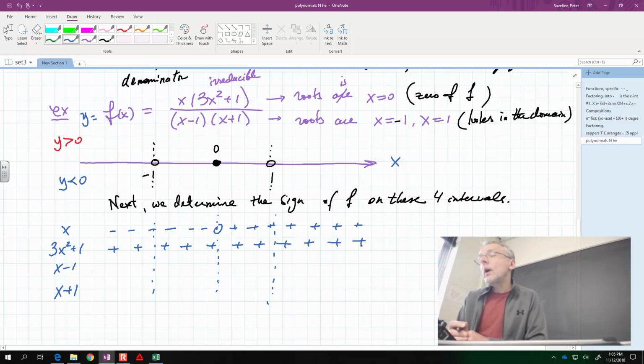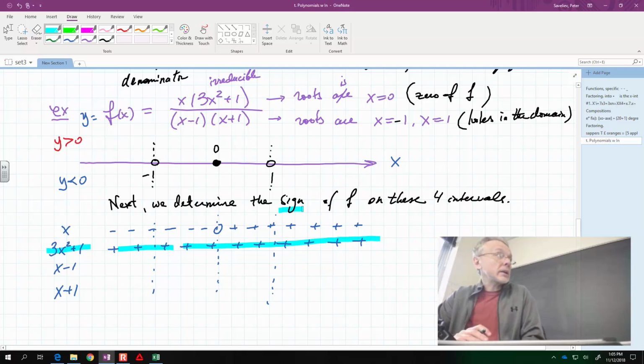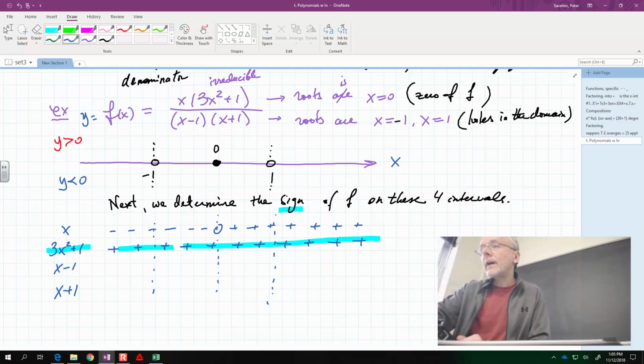Okay, which means that this thing does not really contribute anything to what we want to do here, because we're interested in the signs, and the sign is positive. One of the factors is always positive, so it does not change the sign. The x will not affect that part.